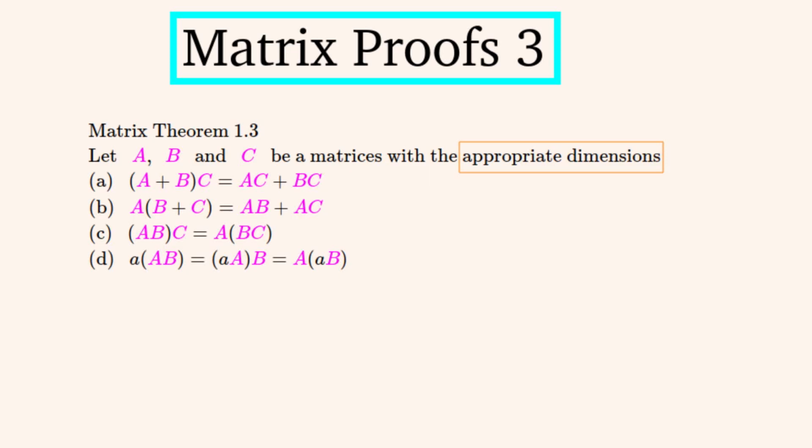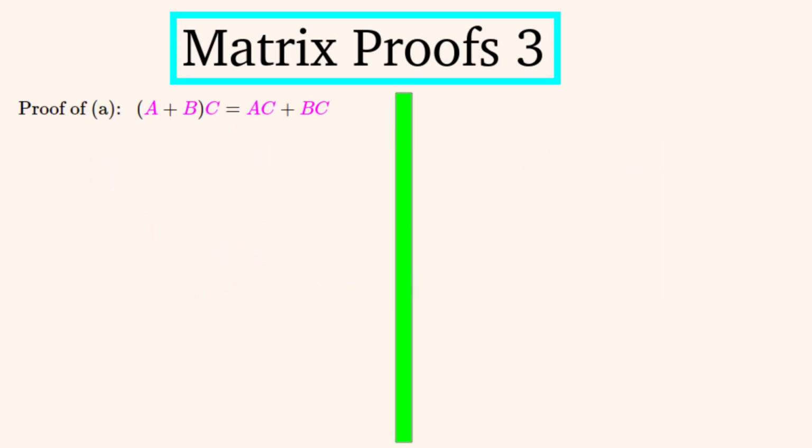There are 4 parts to this proof. Multiplication is a bit more complicated than addition for matrices. We'll use this ijth entry notation for all of these parts of the proof. So now to prove part A.